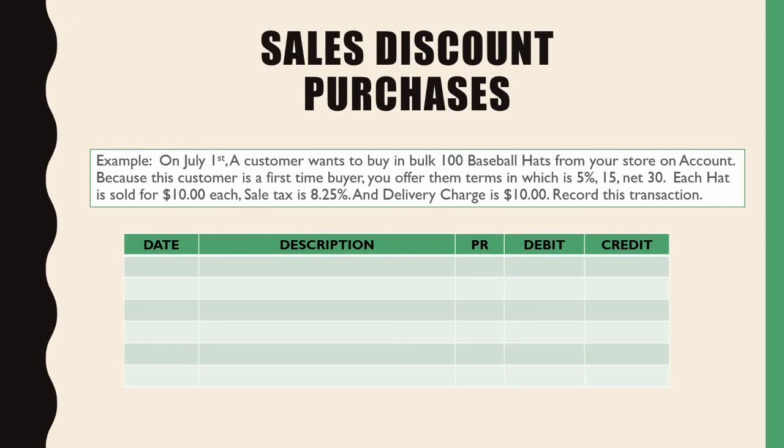Okay? So in this case, we're going to be looking at 5 accounts that we need to be looking at. Okay? And our first one is going to be accounts receivable, right? Because it's on account. Right? So let's go ahead and record this purchase.